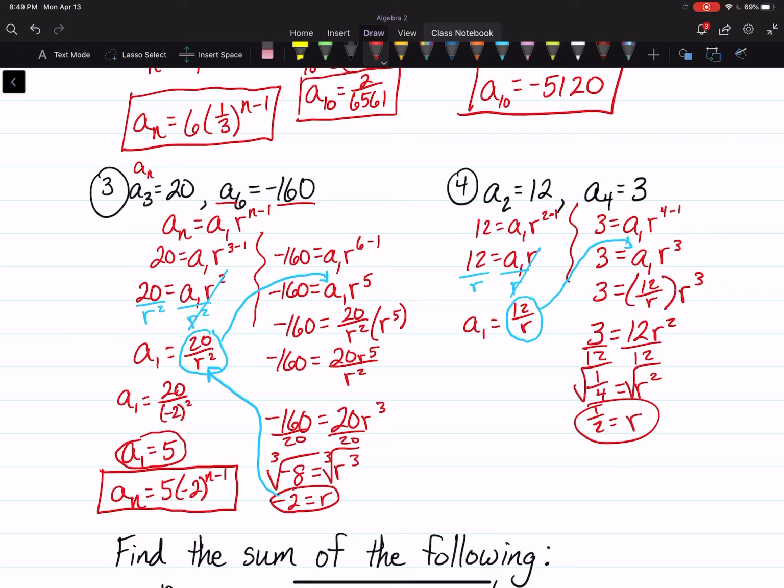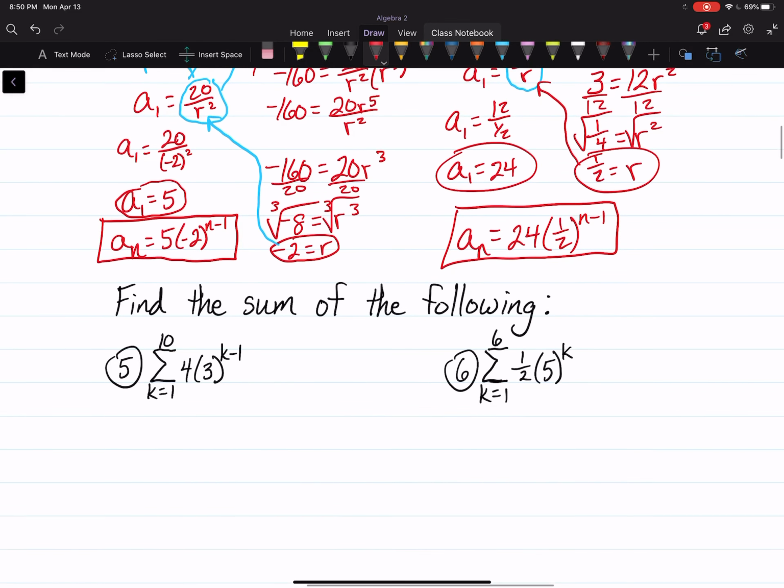We take that and plug it back in to find a1. So a1 will be 12 divided by 1/2. a1 is 24. And so now we have a1, we have r. It's just a matter of writing out the equation. 24 times 1/2 to the n minus 1 power.